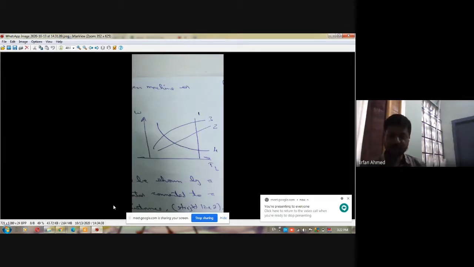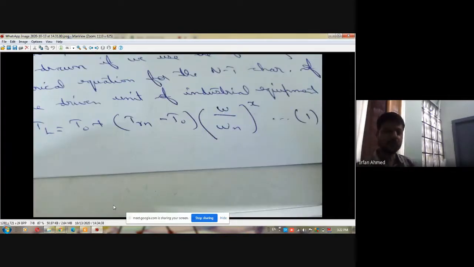Now for this characteristic, if you see the equation, the value of x is equal to 0. If you put x equal to 0, then TL becomes equal to T0 plus TRN minus T0. T0 also gets cancelled. So the load torque becomes constant irrespective of the speed. So that is characteristic number 1. Is this clear?